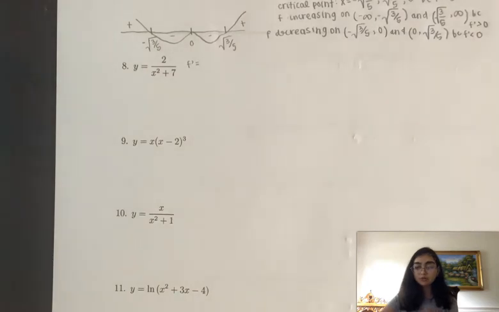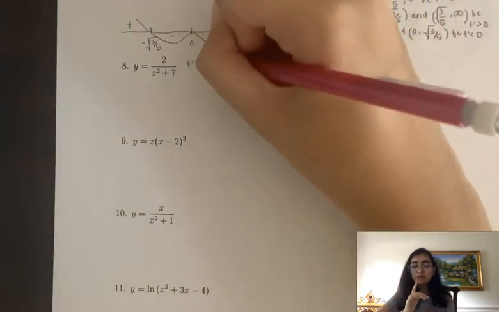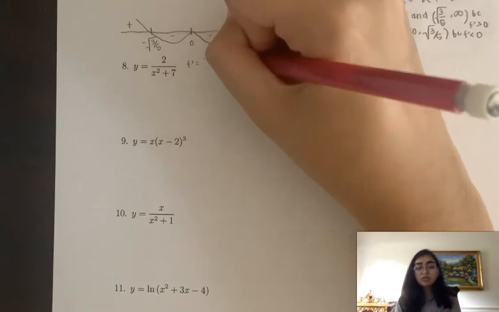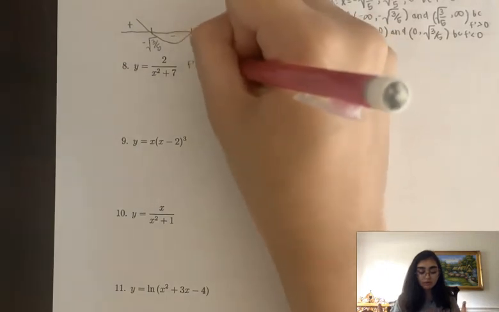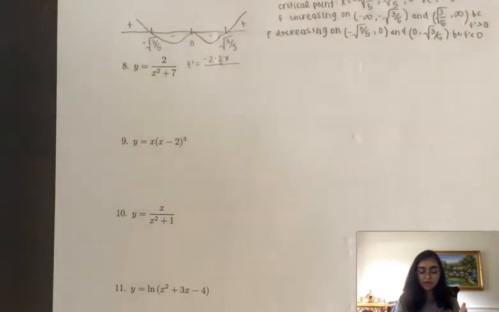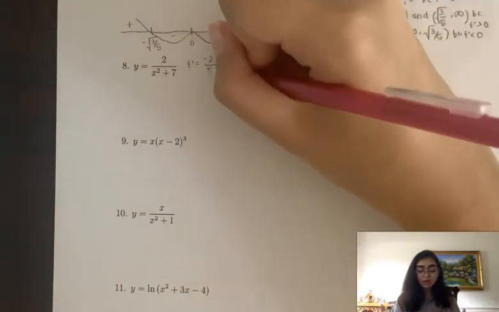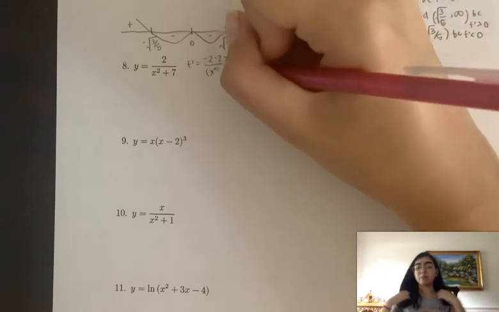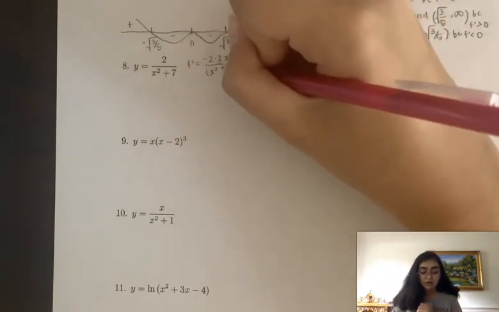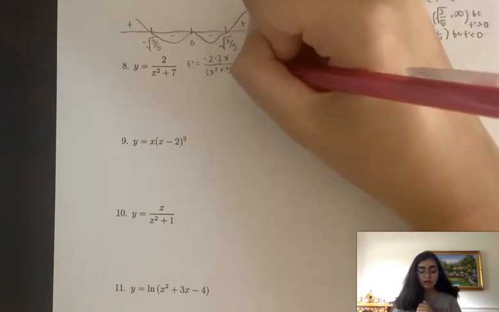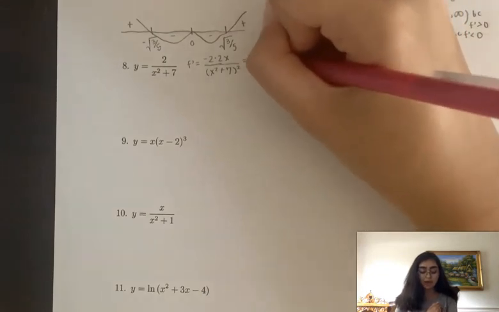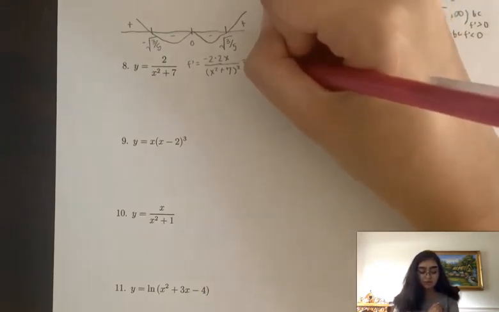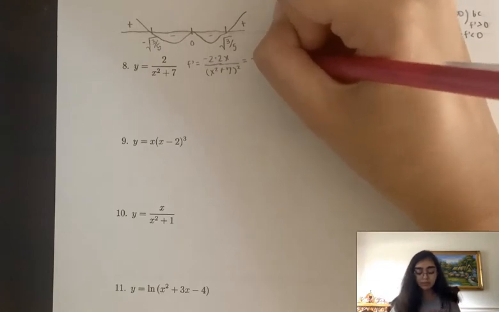Number 8 is not a product rule, not a quotient rule. We don't use the quotient rule since we don't have an x in the numerator. We can rewrite the y equation as y equals 2 times, in parentheses, x squared plus 7 to the negative 1 power, bringing everything from the denominator up by putting it to the negative 1 power. When we take the derivative of that, we will get negative 2 times 2x over x squared plus 7, all of that squared at the bottom.